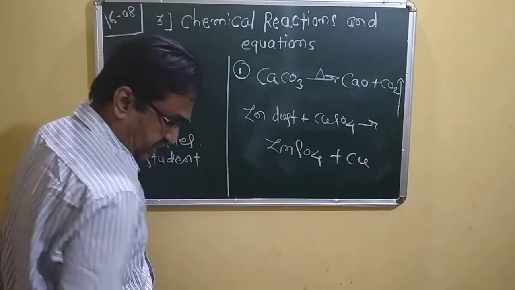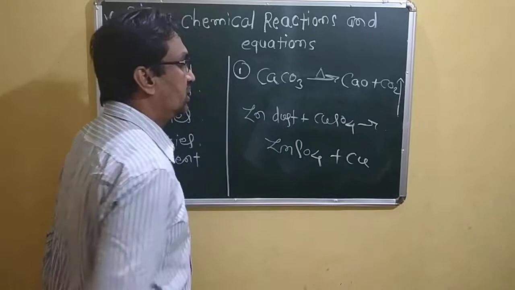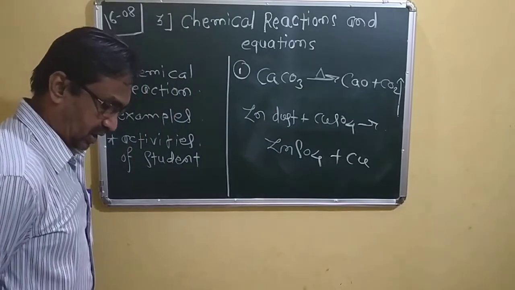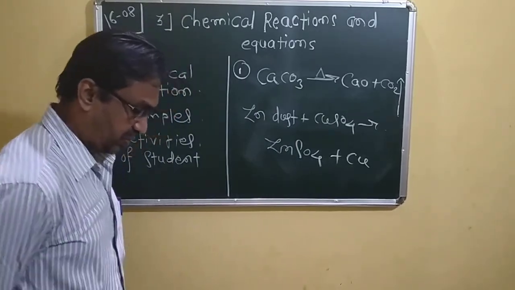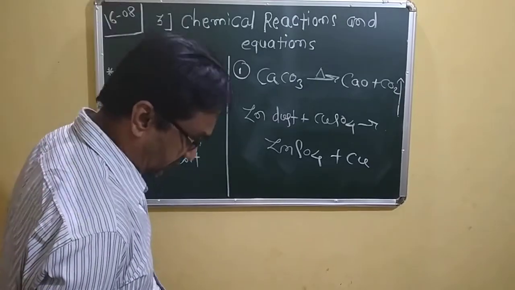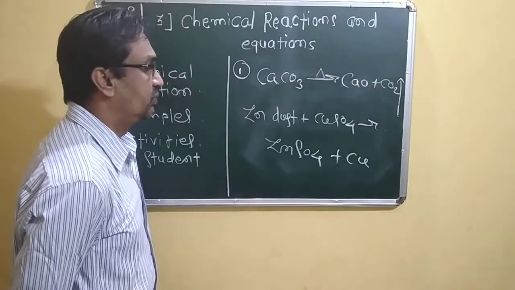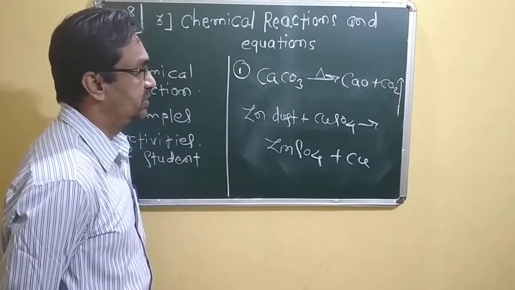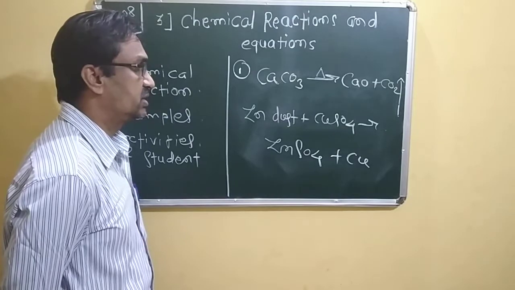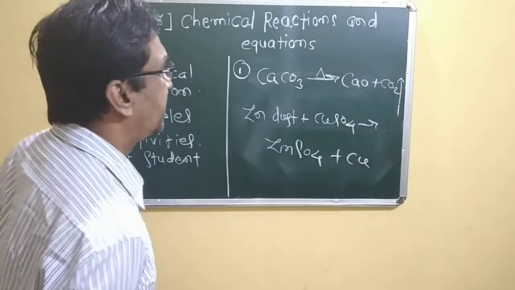In this reaction, when zinc powder is added to a blue copper sulfate solution, a colorless solution of zinc sulfate is formed with evolution of heat. When zinc dust and copper sulfate react with each other, zinc sulfate and copper are formed.